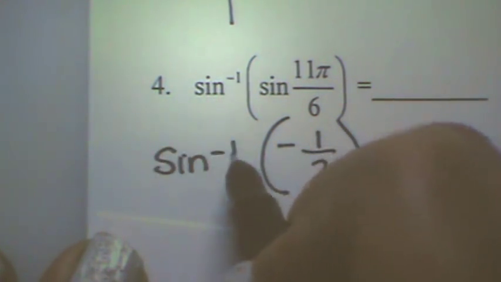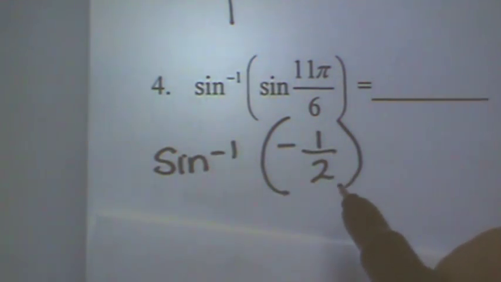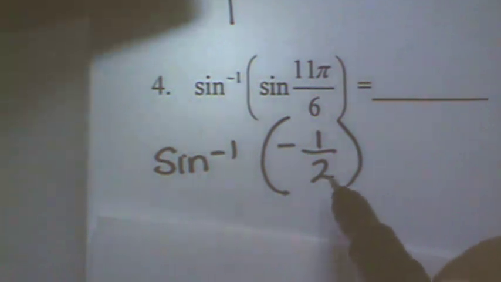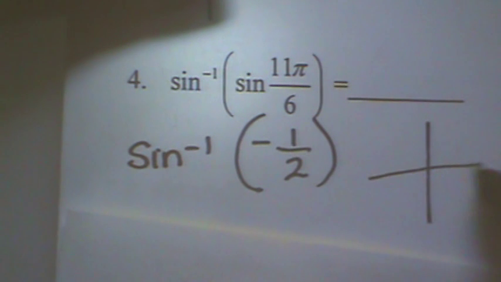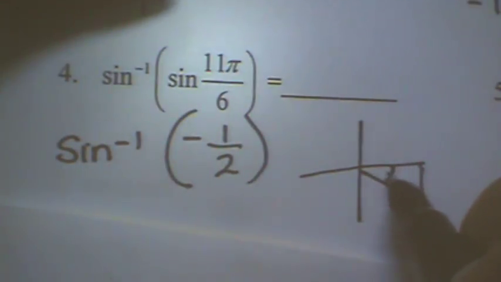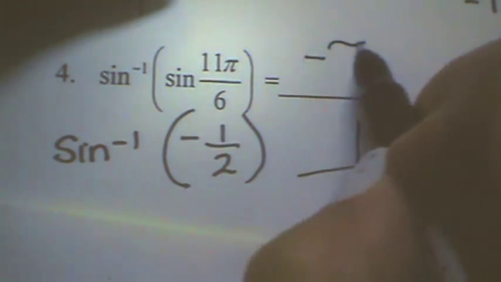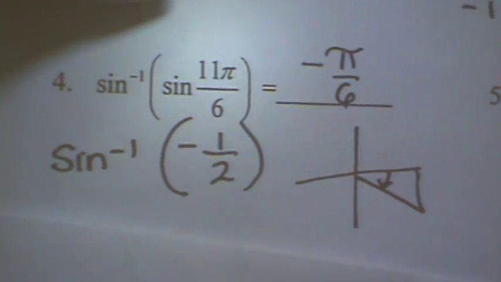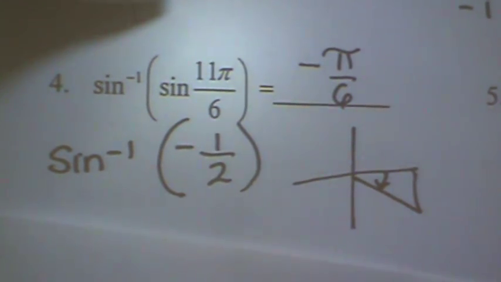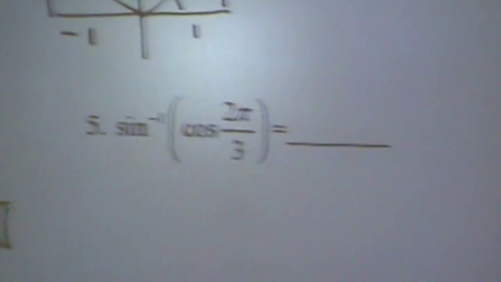So now I want to do an inverse problem, and if the ratio is negative, where did we say we are for sine? We're in quadrant 4. What angle is this now? It's a negative 30, so negative pi over 6. Get it? Okay, next one.